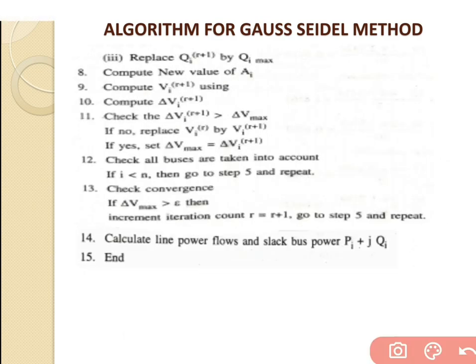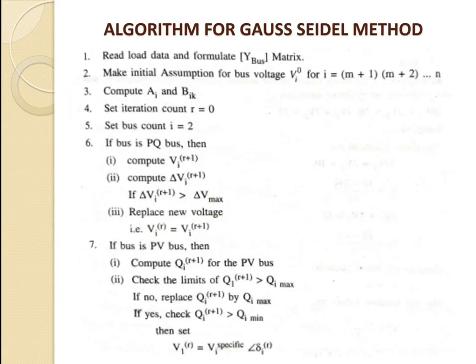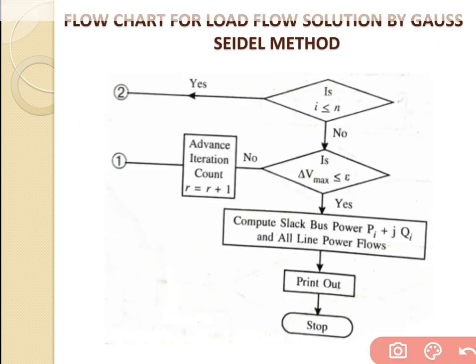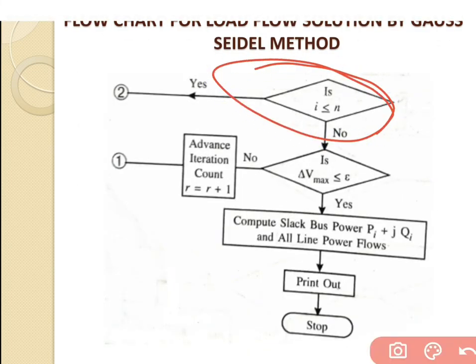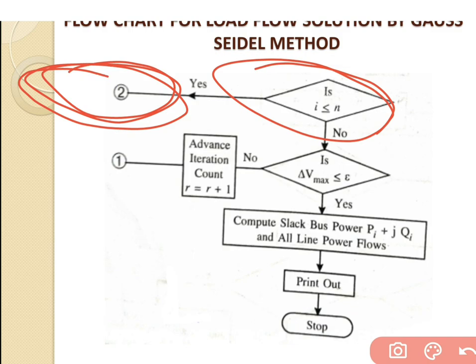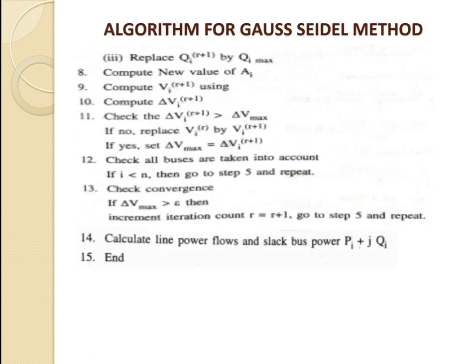Now go for step number 12, that is check whether all the buses are taken into account. If I is less than n, then go to step number 5 and repeat. Step number 5 is connected to point number 2. If the condition is no, then we will go for the further procedure, that is to check the convergence.